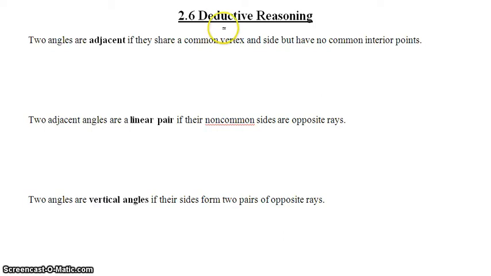Before we can talk about deductive reasoning, we need to go over some definitions. Our first definition we're going to go over is adjacent angles. Adjacent means next to, and if we have adjacent angles, we have two angles that are next to each other. More specifically, they share a vertex and they share a side.